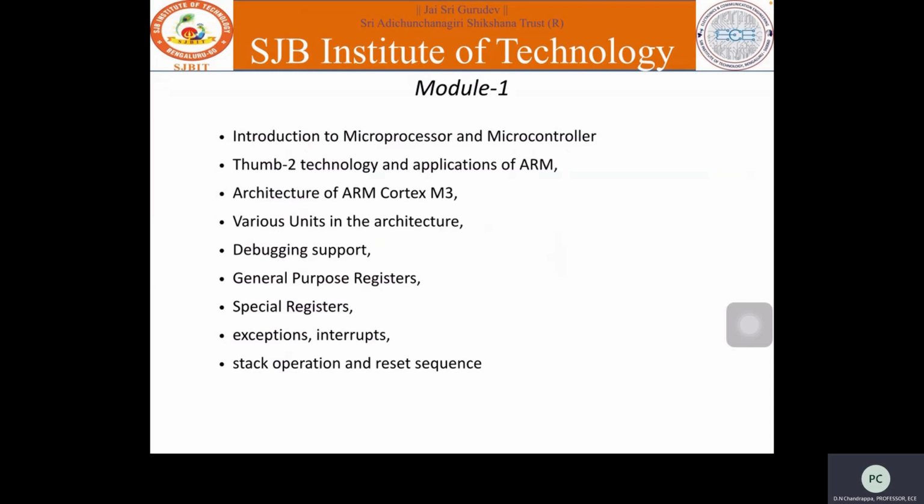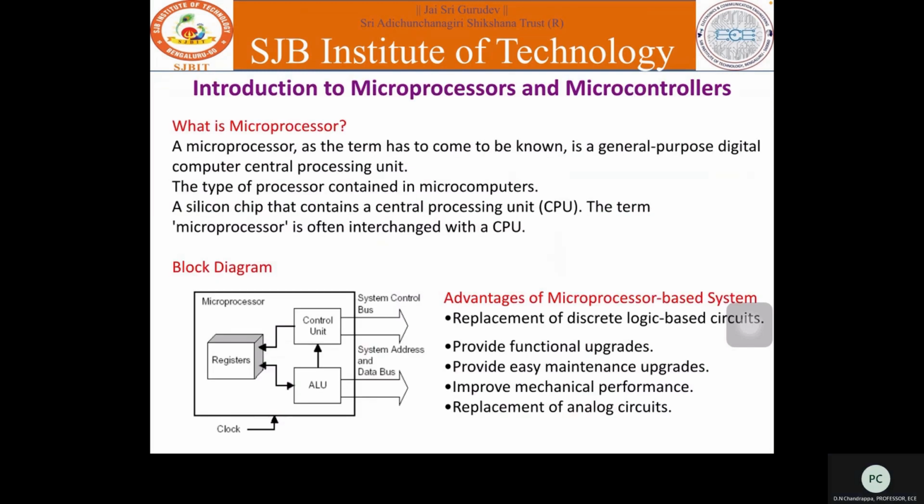With the block representations, I will discuss one by one, but a very simple way to compare a microprocessor and a microcontroller: a microprocessor is only the processing unit, for example ALU, instruction decoder, registers and so on. But a microcontroller is the processing unit along with the controlling unit. It is called a microcontroller. This is the conclusion of the basic introduction to microprocessors and microcontrollers.